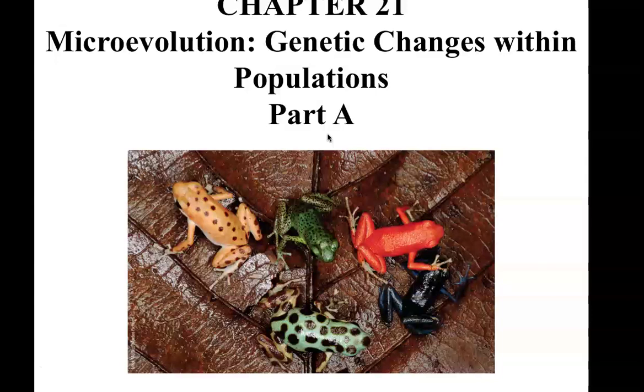Chapter 21, Microevolution. In the last chapter, we got an introduction to evolution and looked at some of the historical context. We brought it up to date, bridging the gap between Darwin and modern theory. For this chapter and the next couple, we're going to be looking at mechanisms of evolution. In this chapter, we're looking at microevolution, and then we'll look at speciation and macroevolution.